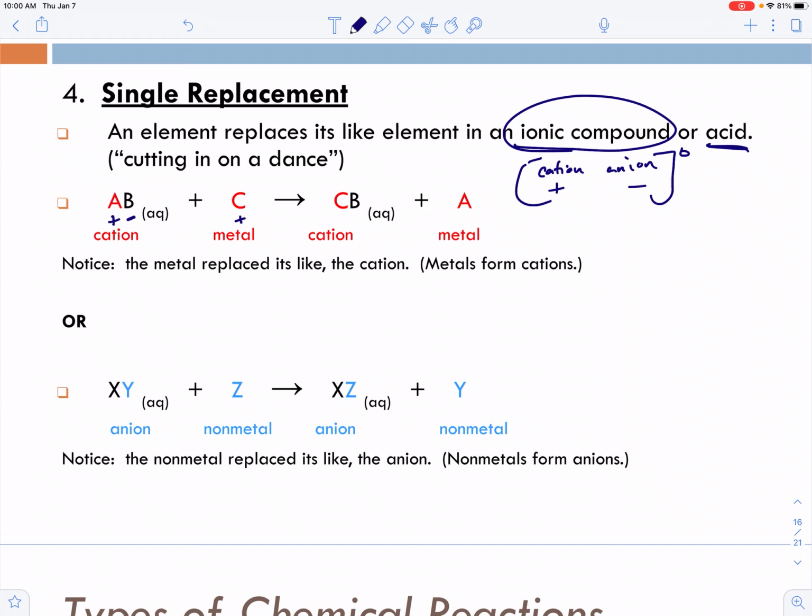And in some cases, that metal is super reactive, and that metal will swap and steal the other cation's partner. So remember, the cation always wants to be with an anion. And so when that happens, that cation is now bonded to the anion, leaving that original cation A all by itself. So the metal basically replaces another metal. So A was a metal, C is a metal, and then C steals A's partner.